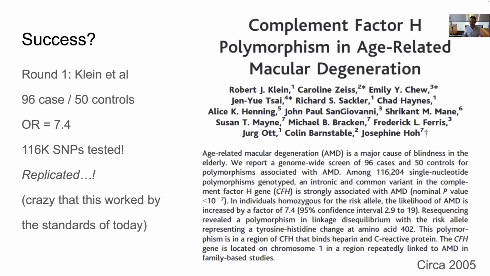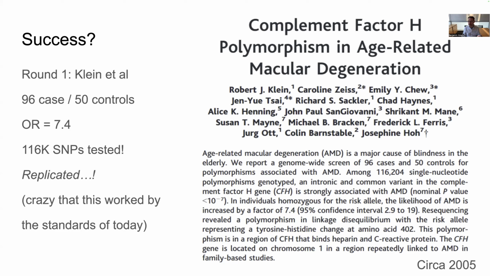And one of the first experiments where this was done is an amazing result with 96 cases and 50 controls, cases of age-related macular degeneration. So, a classically complex trait, but it turns out actually kind of oligogenic, not super polygenic or omnigenic. So, a handful of loci actually matter for this trait. In this case, the effect size that they discovered at complement factor H, which is the association they report, had an odds ratio of like 7 or 8.